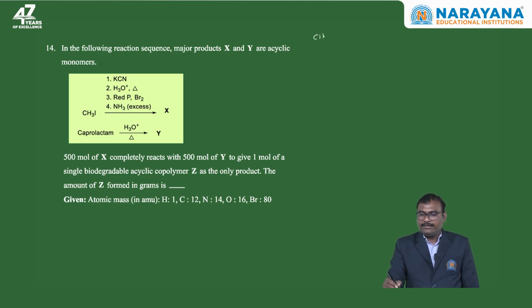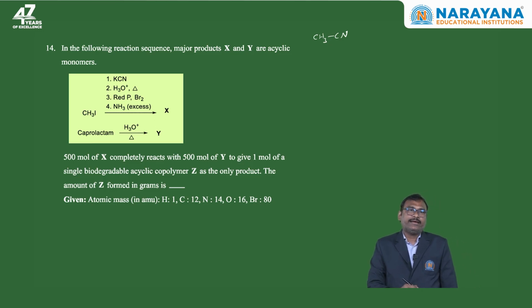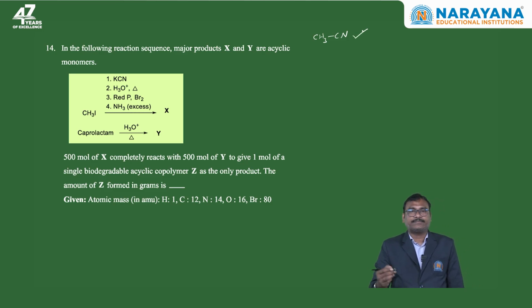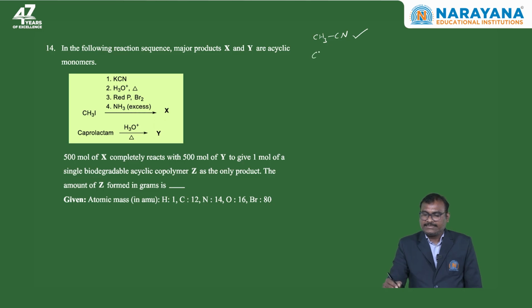Methyl iodide on KCN should give CN only, according to the HSAB principle, because it undergoes an SN2 mechanism. The soft electrophile is attacked by the soft nucleophile carbon. That's why we are getting cyanide as the major product. Upon hydrolysis, we get a carboxylic acid, that is acetic acid.